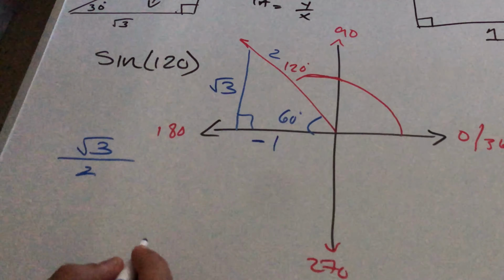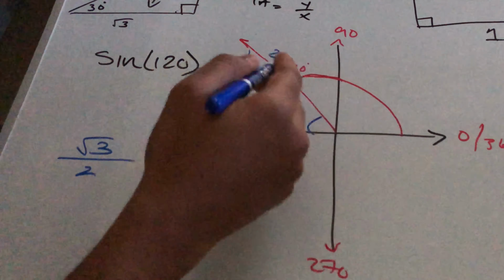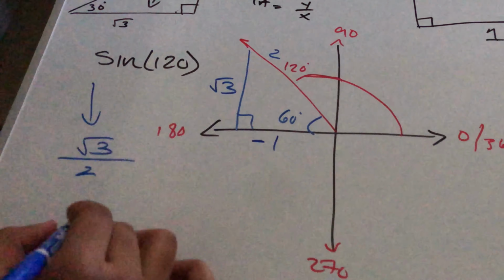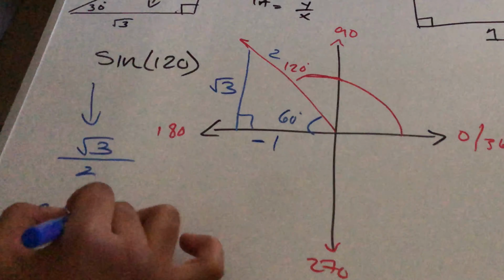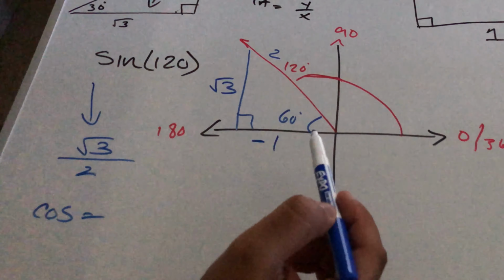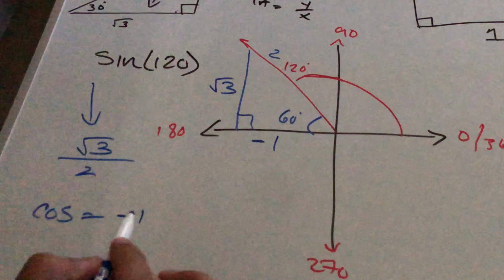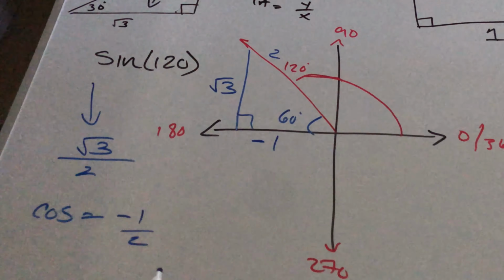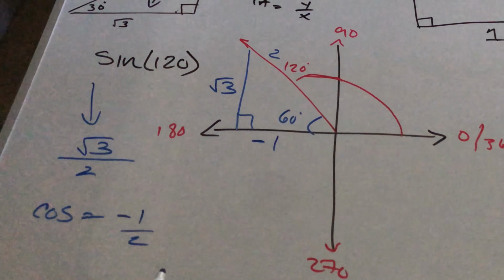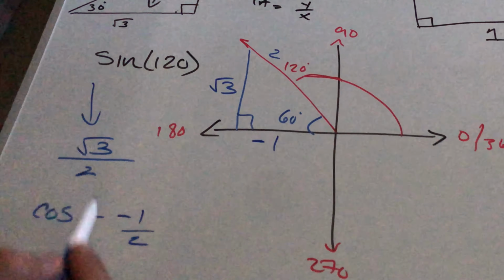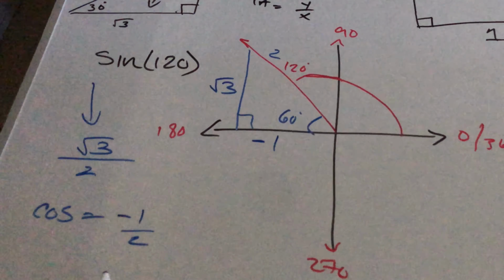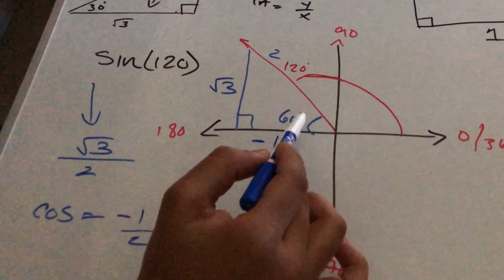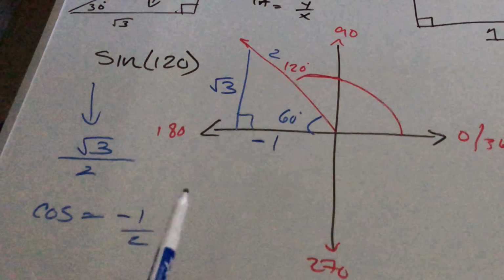Now, if you wanted to find cosine of 120, you would do the same thing, but obviously use the cosine value. You take adjacent now, so it ends up being negative 1 over the hypotenuse, which happens to be 2. So sine of 120 degrees equals square root of 3 over 2, but cosine of 120 degrees equals negative 1/2, because you're looking at this angle here, which gives you 60 degrees. So we have to do it based off this measurement.